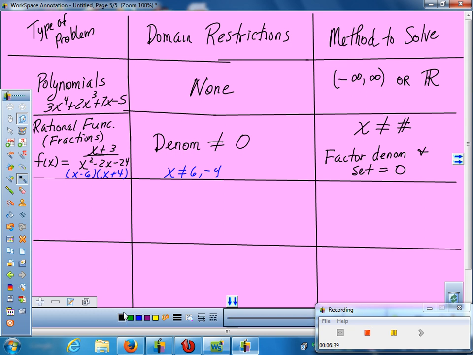Here's the part you're going to be excited about: even roots and odd roots. By even root, I mean square root, fourth root, sixth root, eighth root. Odd means cube root, fifth root, seventh root. An example of an even root would be something like the square root of x plus 2.